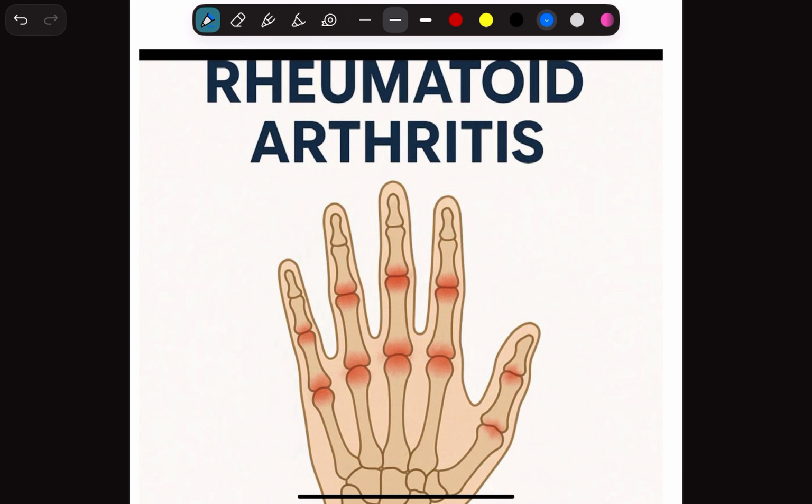We have already discussed introduction, pathogenesis, articular manifestations, deformities and extra-articular manifestations of rheumatoid arthritis. Now let us move on to the management part of rheumatoid arthritis. Here we'll be dealing with the investigations part, criteria, and we'll also discuss the treatment part, right? So let's start with it.